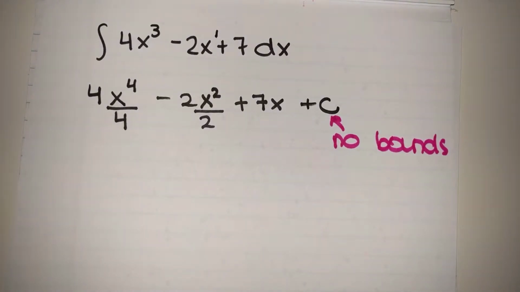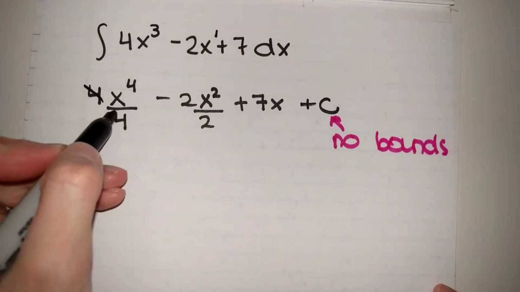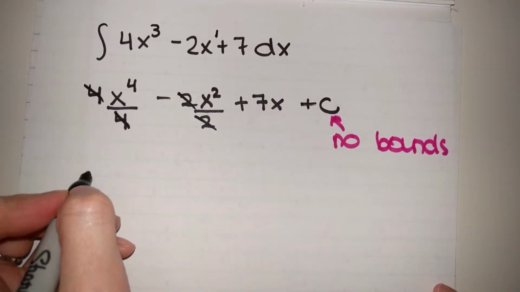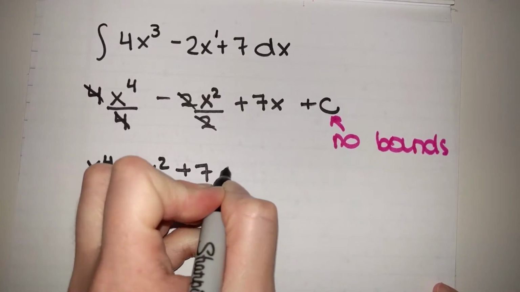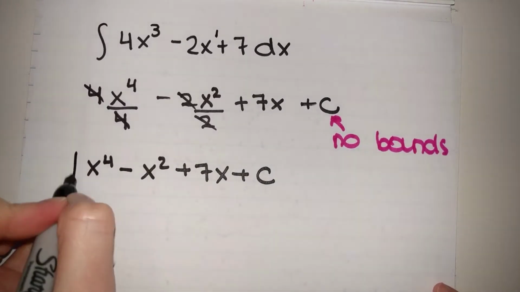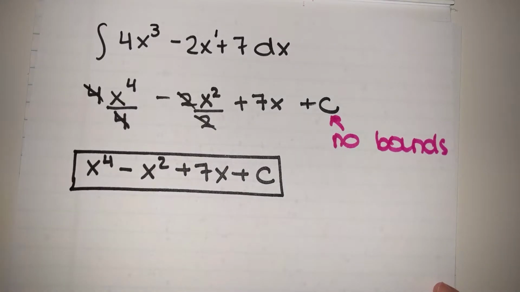Okay? So we can then simplify. These 4's cancel out, these 2's cancel out, and we get x to the fourth minus x squared plus 7x plus c. And that would be our final answer.